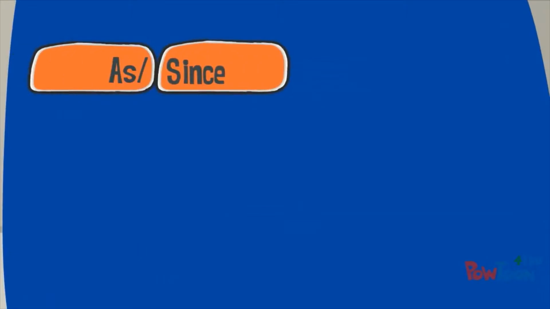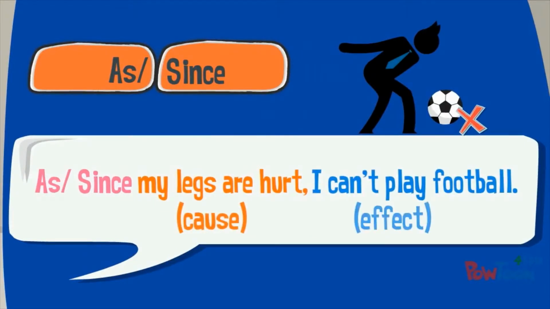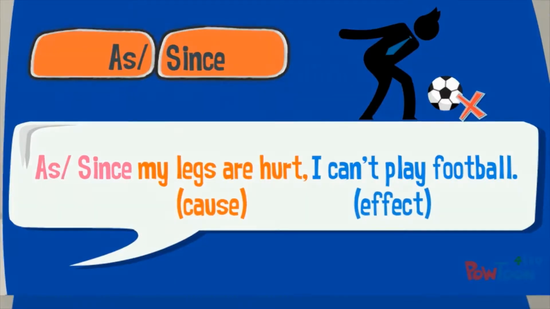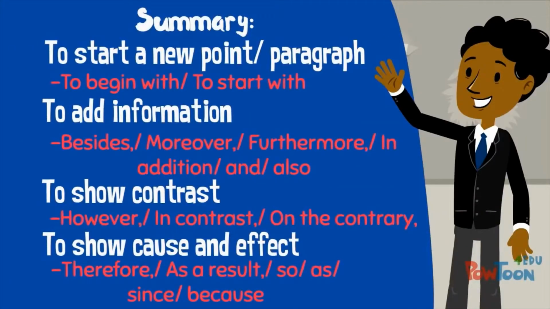Last, we can use "as" and "since" at the beginning of the sentence. For example, as my legs are hurt, I cannot play football. The effect is mentioned after the cause. Or we can use them in the middle of the sentence. However, the effect will be stated first. Let's sum up. Here are the connectives you can use to express different ideas.